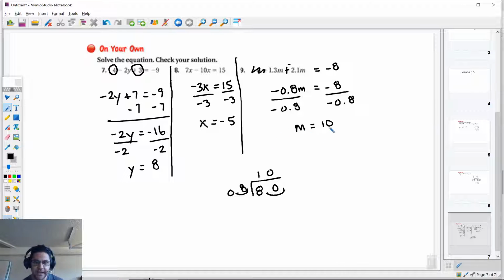Because if I were to check it, and I were to substitute a 10 in here for each one, 1.3 times 10, negative 2.1 times 10, that would really be like a 13 subtract a 21. And that should give me a negative 8. Beautiful.